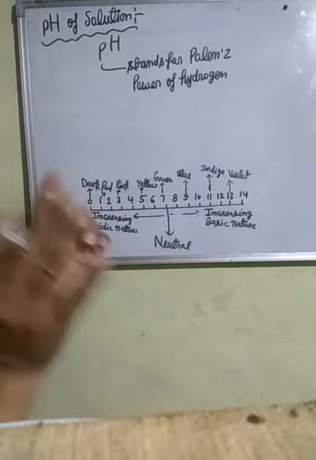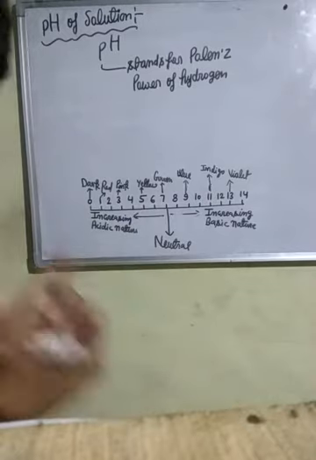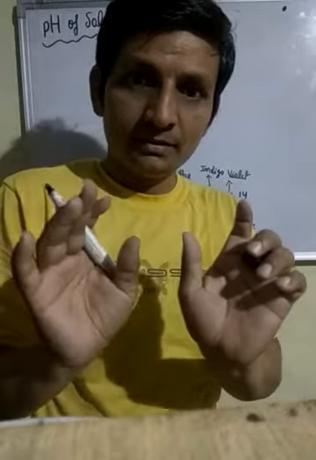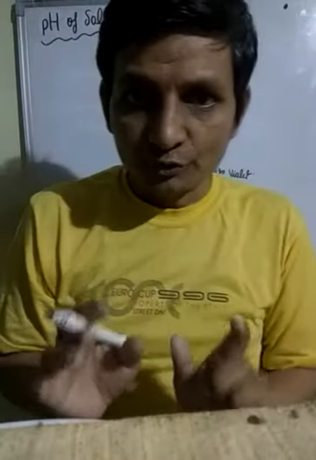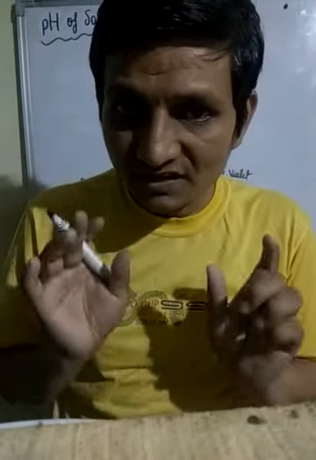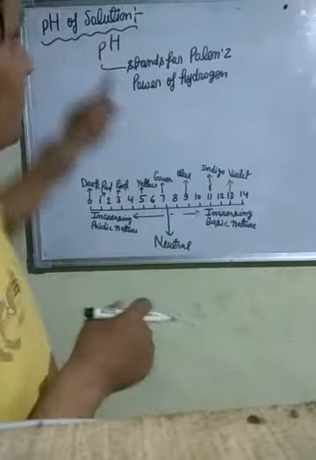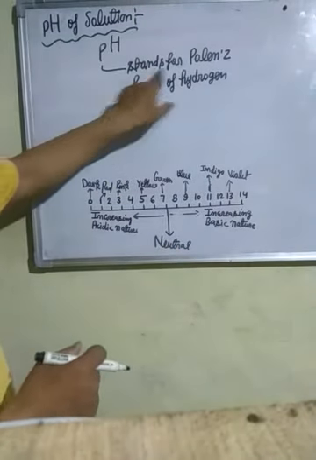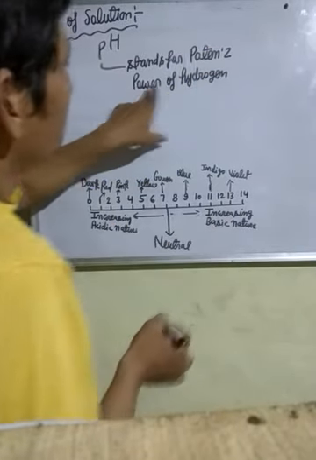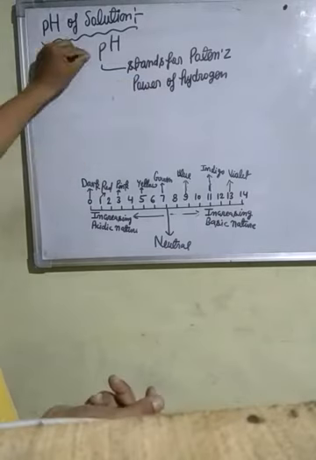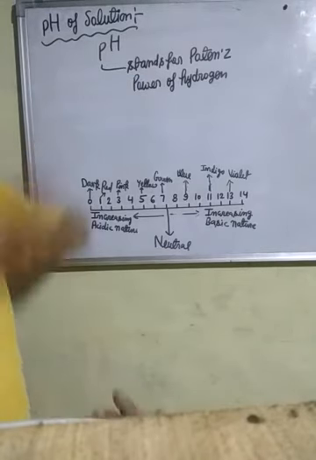Now, the question is, what is the pH scale? Define the pH scale. A Danish biochemist, Sorensen, in 1909 devised a scale known as the pH scale. After this, the pH of a solution: in pH, the letter P stands for Potenz, which in German means power of hydrogen. So, the meaning of pH is power of hydrogen.